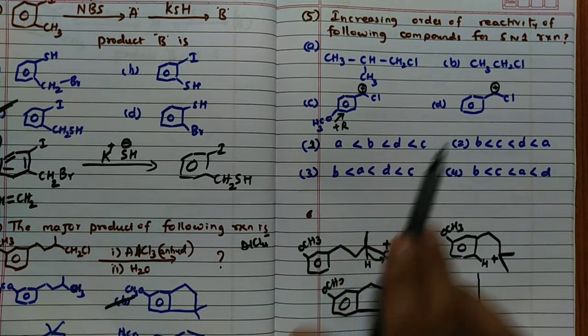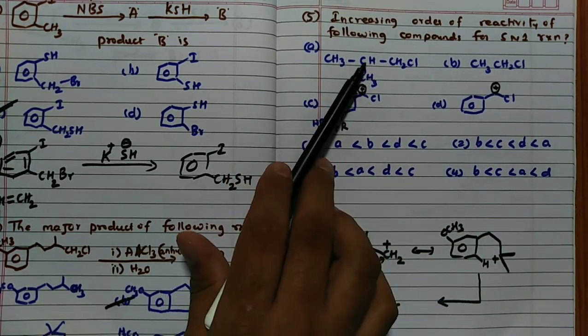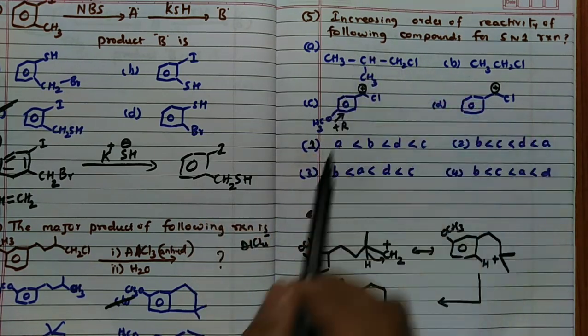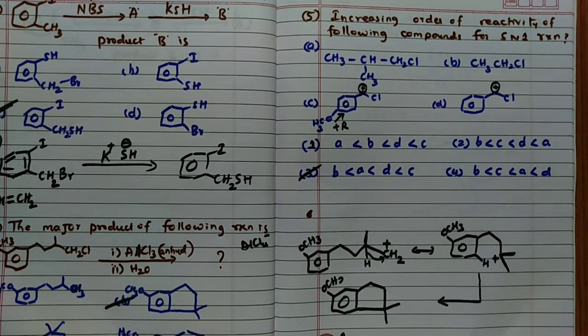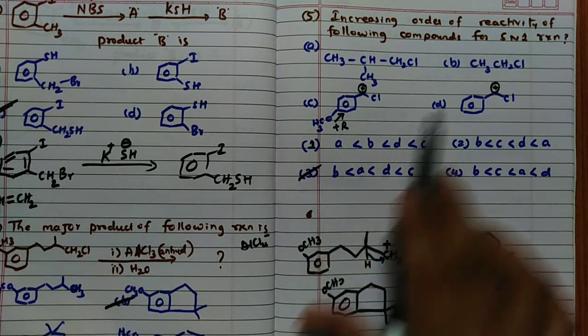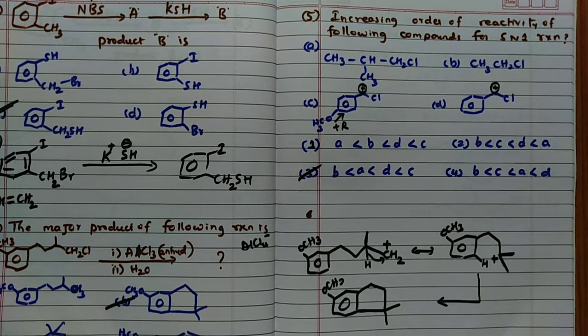Then D is more. Then out of these two, in this case again, two CH3 groups are there, so it will donate the electron, plus I effect. So A is more than B. So the answer for this question is C. Remember, C more than this, more than A, more than B is the answer. This is primary, so it is least. So the answer for this question is C.